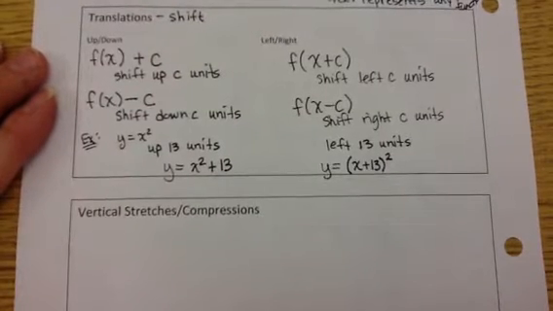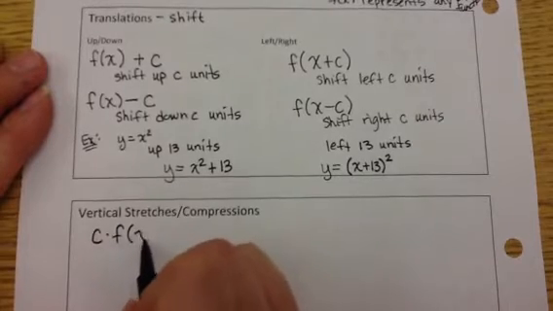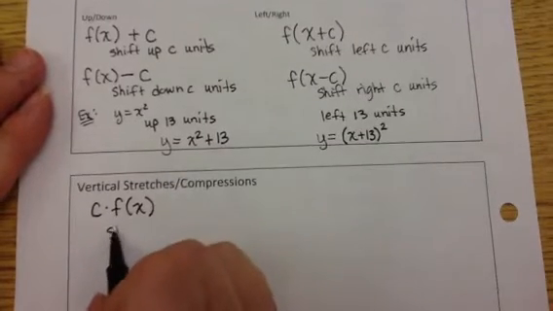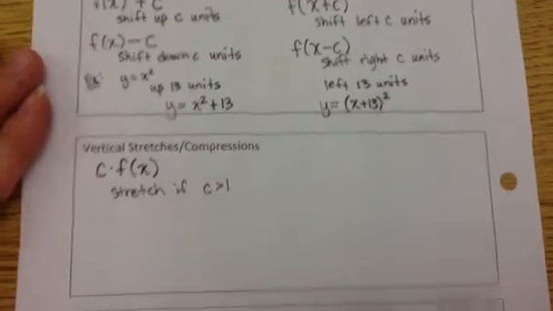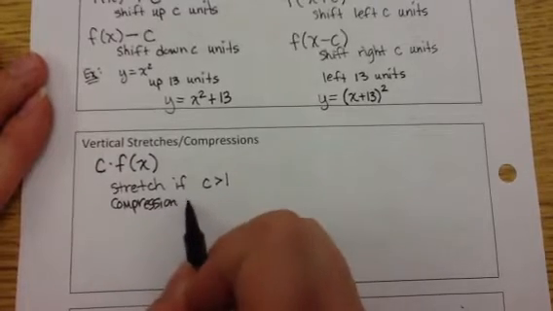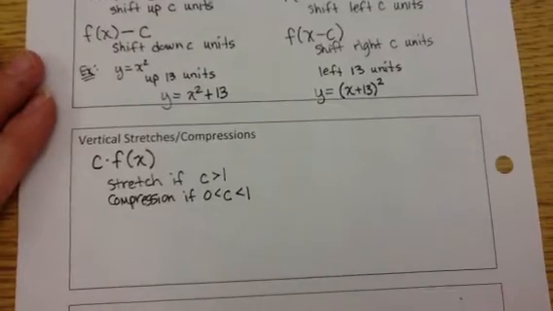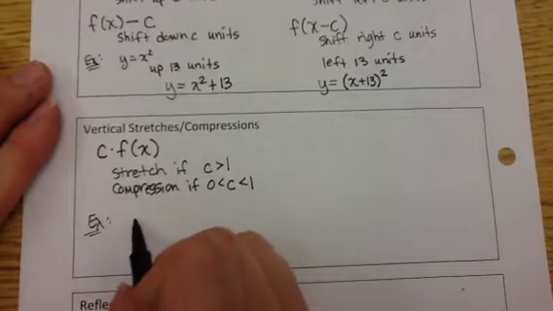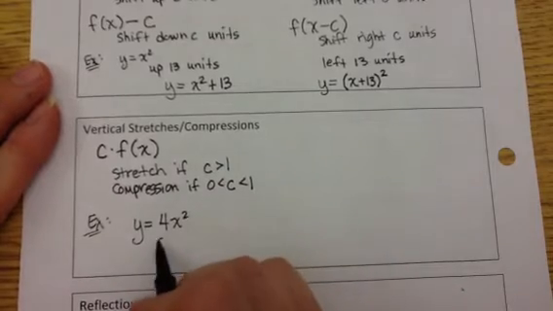Vertical stretches and compressions. That is when we take a value, c, times our function, f of x. And that will be a stretch if c is greater than 1. It will be a compression if c is bigger than 0 but smaller than 1. So here's an example. We could have y equals 4 times x squared. And that would be a stretch.